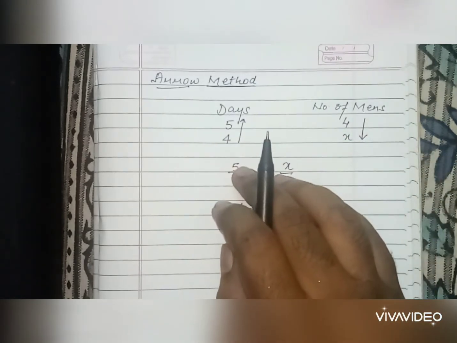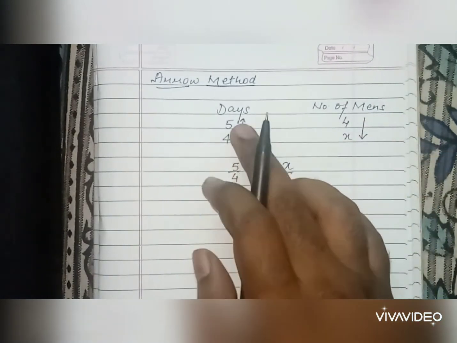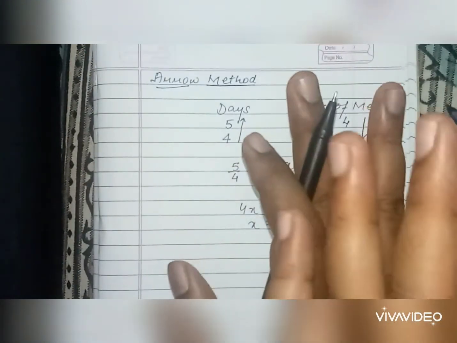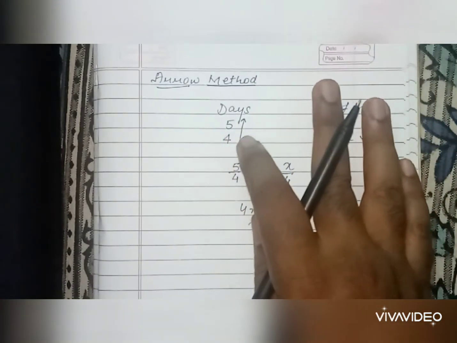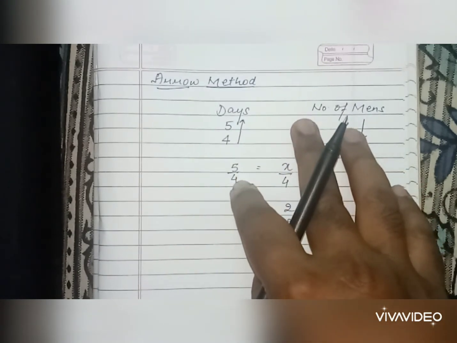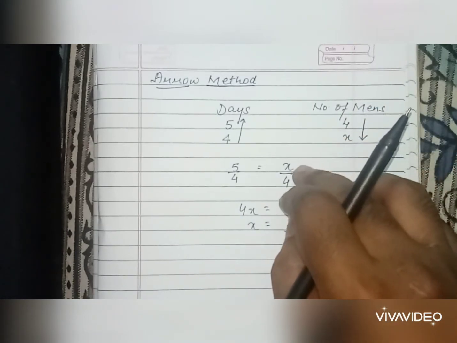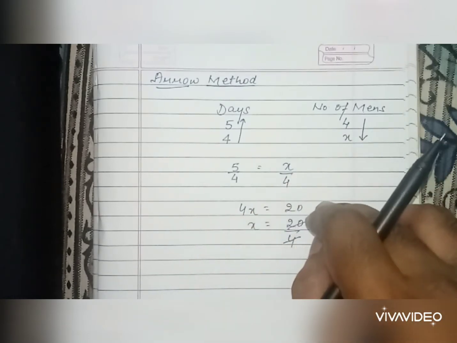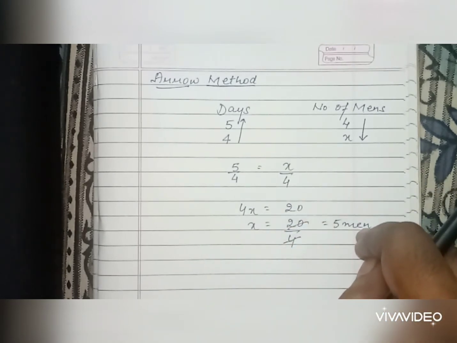We all know that if something decreases, the other part increases, but the arrow will be towards the increasing side only. So understand this, and don't get confused with the arrow. So 5 upon 4, the head part will be written first and the tail part below it. And for the number of men, here you can see x upon 4, because the head part is x. So 4x equals 20, so x equals 20 upon 4, and that is 5 men.